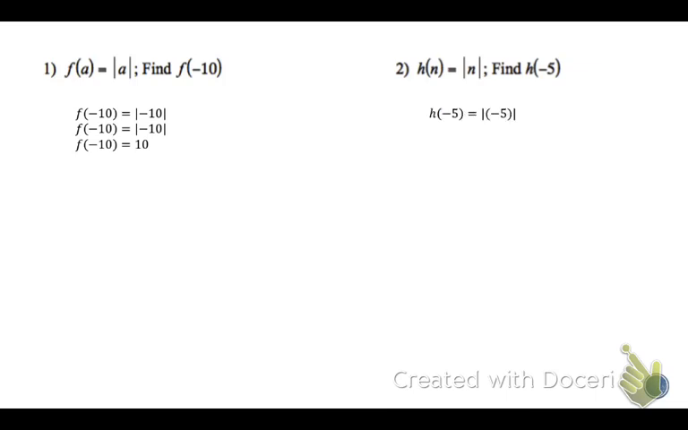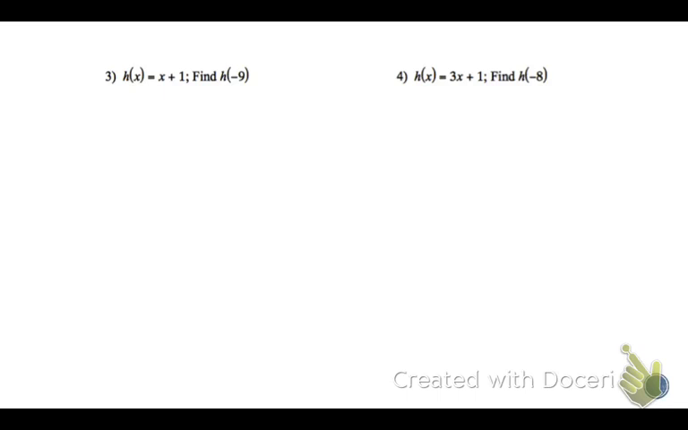Let's look at this one. So we're given that h of n equals the absolute value of n. We need to find h of negative 5. Well, h of negative 5 equals the absolute value of negative 5, which is 5. Because remember, anytime you put a negative into an absolute value, it spits out a positive number. Okay, so if that was negative 940, it would be positive 940. It's always the positive. Okay?